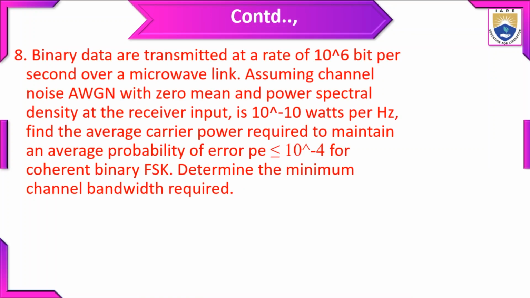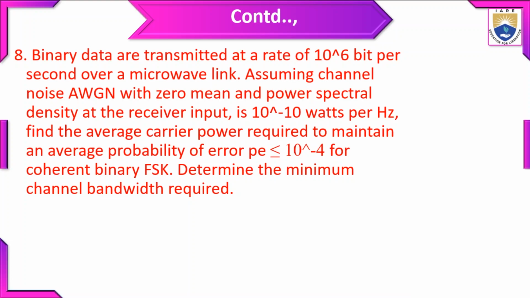So don't worry about that one. Now coming to the eighth one. Binary data are transmitted at a rate of 10 power 6 bits per second over a microwave link. Assuming channel noise AWGN with zero mean and power spectral intensity at the receiver input of 10 power minus 10 watts per hertz. Find the average carrier power required to maintain an average probability of error P less than or equal to 10 power minus 4 for coherent binary FSK. Determine the minimum channel bandwidth required.